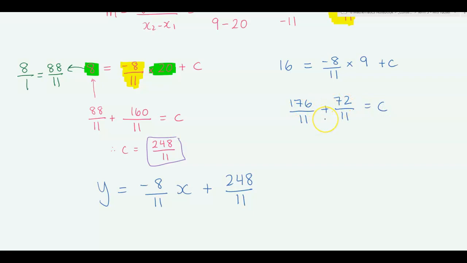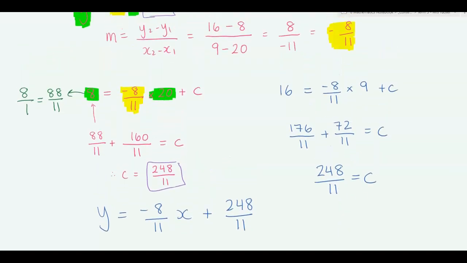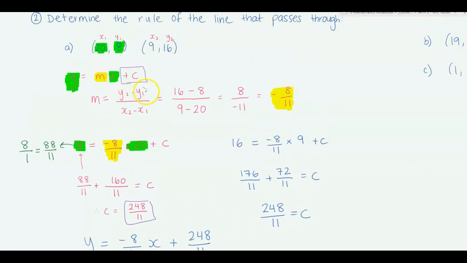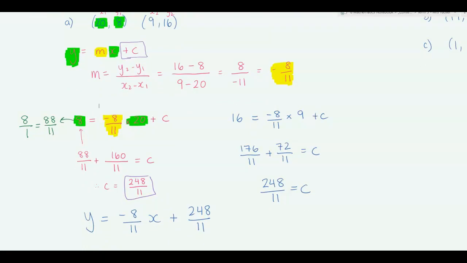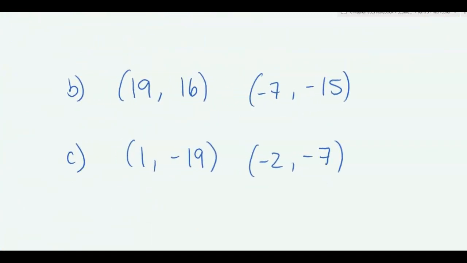We add those together. Can you put that in your calculator or in your head? 176 plus 72. 248 over 11 equals c. And do we notice that it's the exact same c? Correct, but how we found our value of m was we used those coordinates, y2 minus y1, x2 minus x1. Mind blown? Hurting a little? Okay, I would like you to find the rule for these pairs of coordinates following that process.